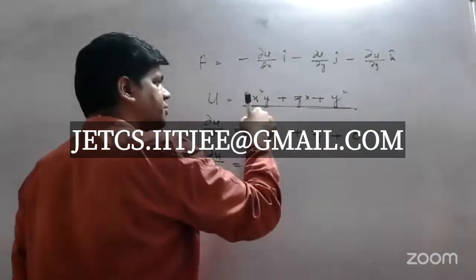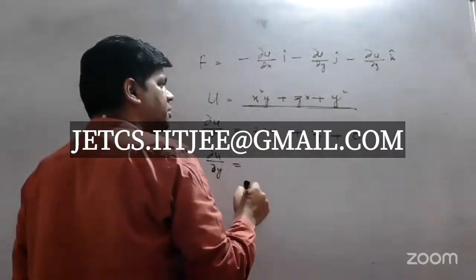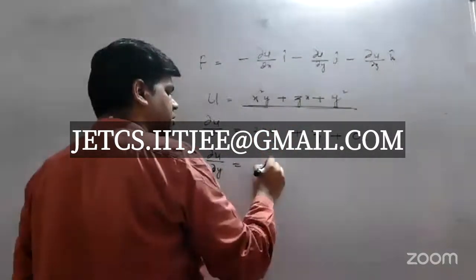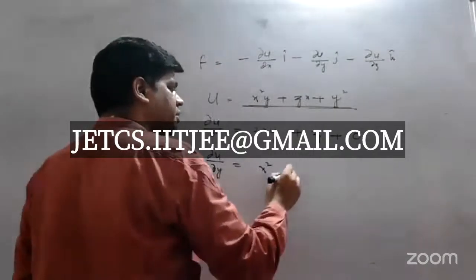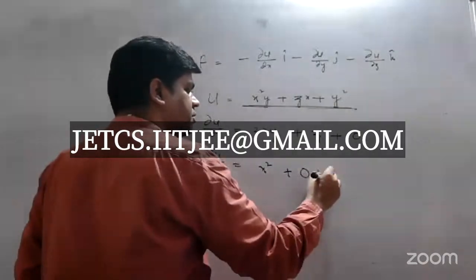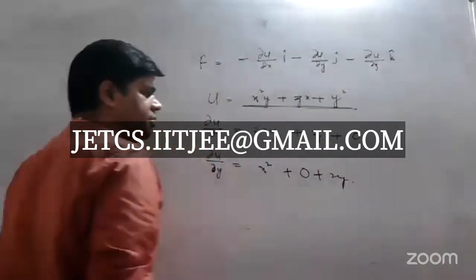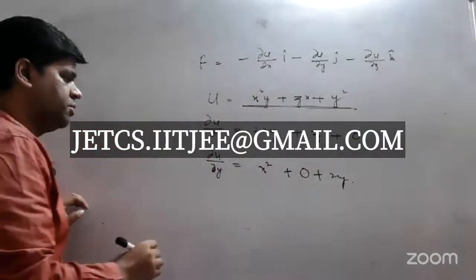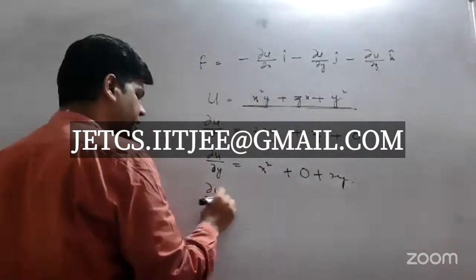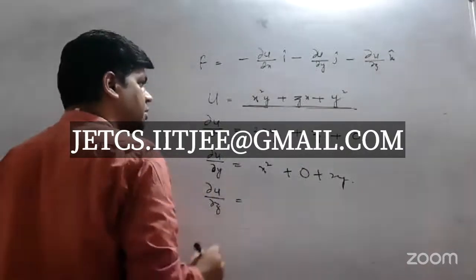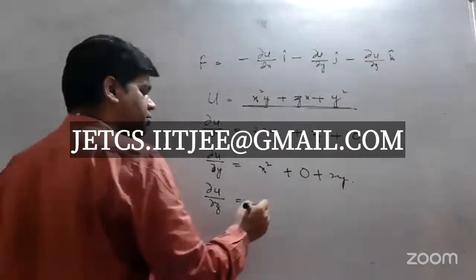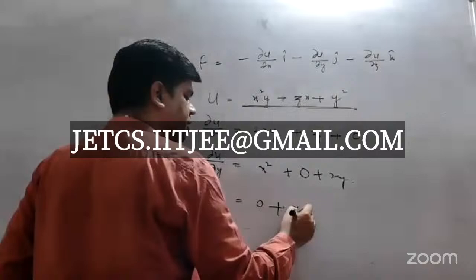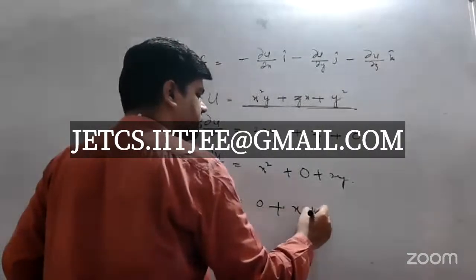How do I differentiate this with respect to x? I treat y and z as constants. So this is 2xy plus z, derivative of x square y is x square plus 0 plus 2y. How do I differentiate this with respect to z? I treat x and y as constants. So 0, 0, plus x, plus 0.